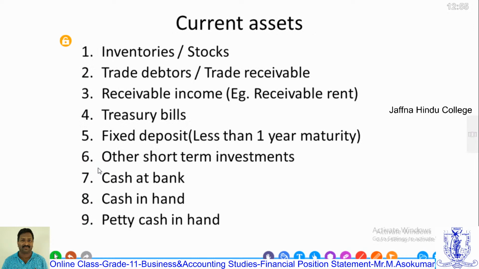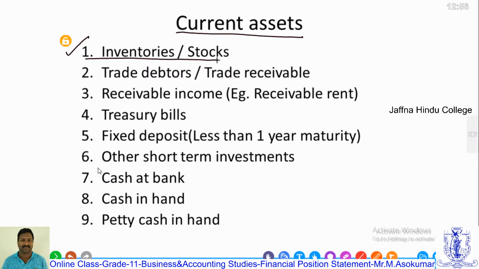Next thing, current assets. Current assets means the assets that are expected to be sold, that is inventory or stock. Inventory or stock means the goods retained for resale at the end of a specific period. In the next accounting period, it should be sold out very speedily. Therefore, that is called inventory. They are considered under current assets.